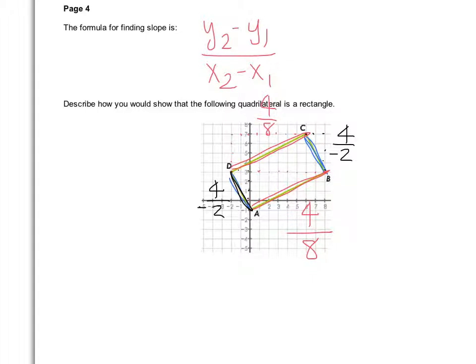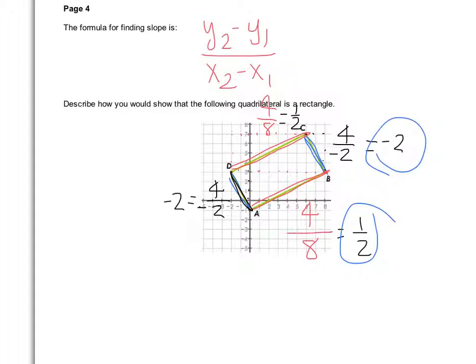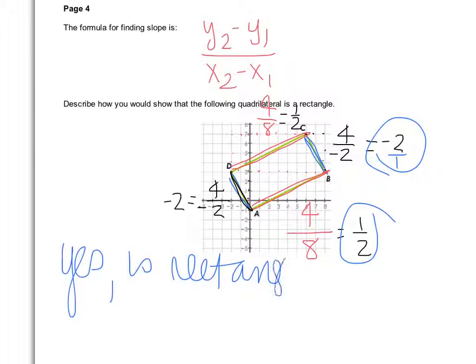If I reduce all of these, 4 divided by negative 2 is just negative 2. 4 over 8 is positive 1/2. And so the question we have to decide is, are these slopes opposite reciprocals? Opposite reciprocals would be that one is negative, one is positive, and they're flipped versions of one another, and that's going to be true in this case. So yes, this is a rectangle.